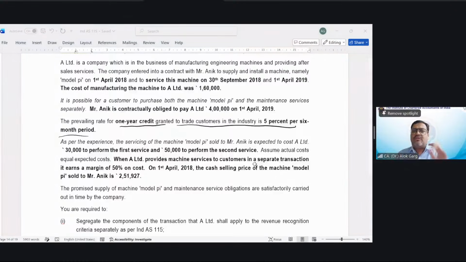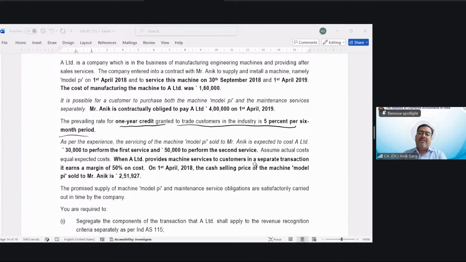So cost is also given. See, the cost of machine is given in this question, which is 1,60,000 rupees. The cost of first maintenance service is given, which is 30,000 rupees. The cost of another maintenance service is given, which is 50,000 rupees. So you remember the cost of the first performance obligation, which is machine, is given. The cost of another performance obligation, first service, is given. The third performance obligation, second service cost, is also given.